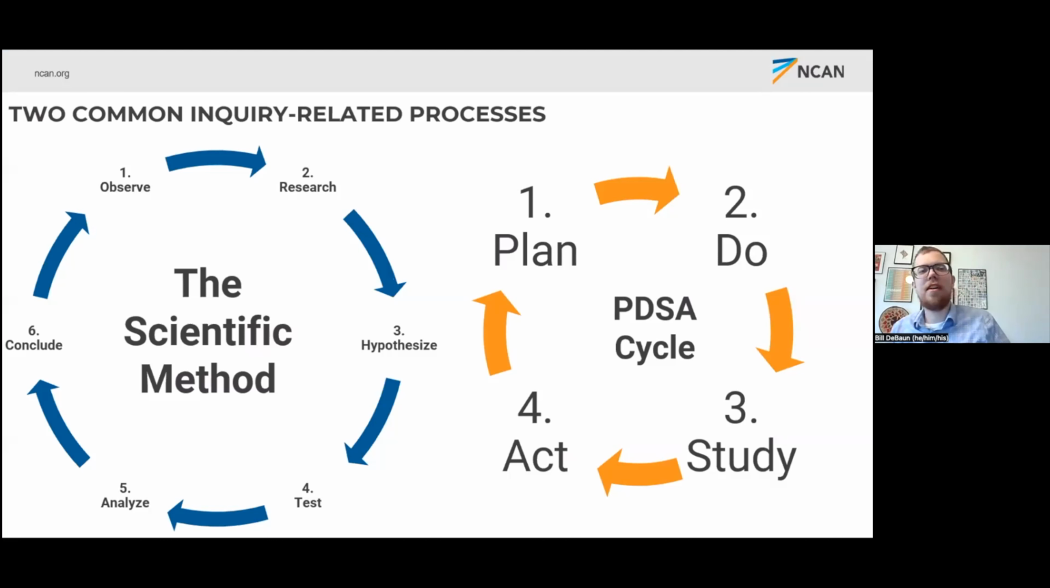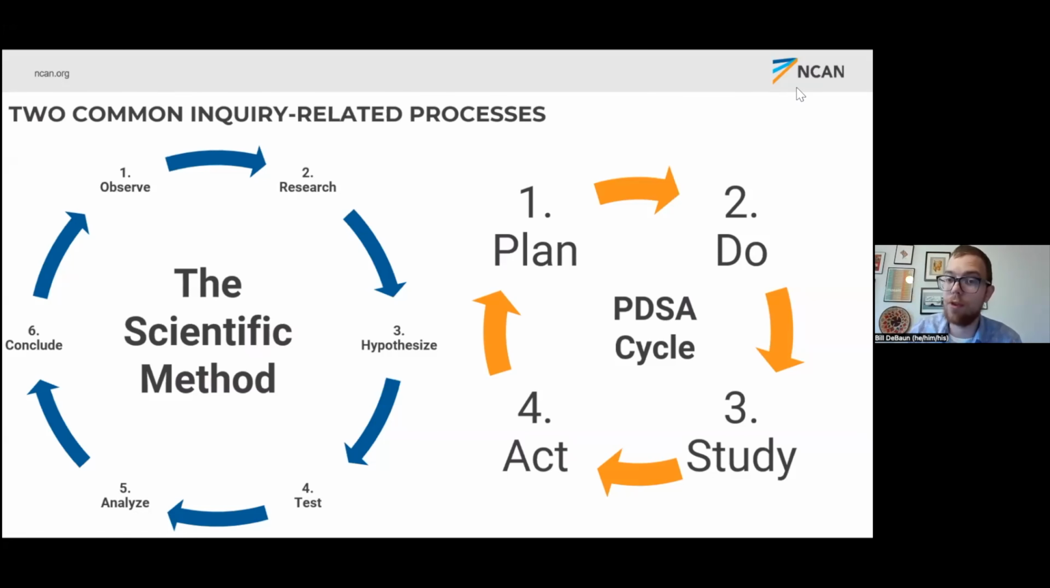All right. So let me show you these two charts. These are two common inquiry-related processes. Like, how do we ask questions, and what is the process that we follow to get answers? The one on the left, you surely remember from 8th grade science, if not earlier, the scientific method, where we observe a phenomenon, we research it, we hypothesize what will happen if we do something, we test the hypothesis, we look at our data, we make conclusions from the data, and then we start the process all over again when we see new observation. The cycle on the right is what you may know as the PDSA cycle.